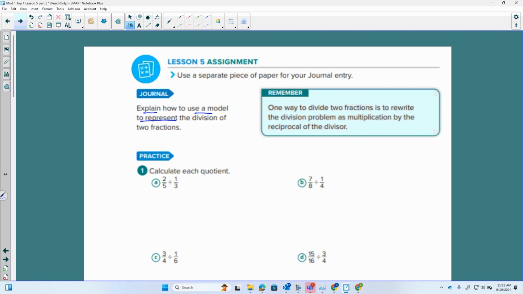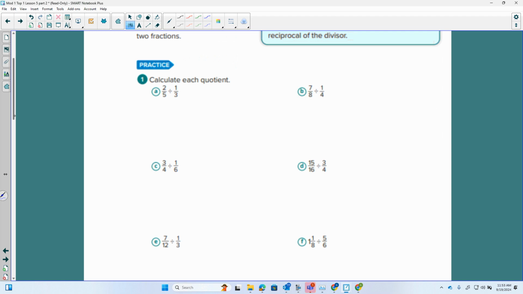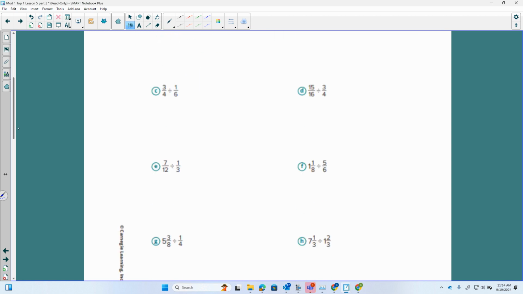The good news is most of today's homework is straight up calculation. Calculate each portion. Remember, our process is keep, change, flip. We're multiplying by the reciprocal for all of those. Okay? There's only 3 mixed numbers. Don't forget your extra step on the mixed numbers. You must do the slam dunk in order to put them in proper fractions.